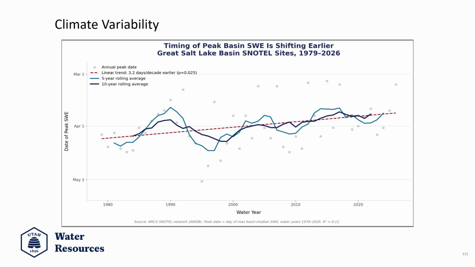But another factor that's really important is when our peak SWE is occurring, and how that impacts our runoff efficiency. We're losing 3.2 days of our peak SWE per decade, and that's probably going to only amplify, and that's something we saw this year. The Great Salt Lake Basin typically peaks around April 3rd. This year it peaked on March 9th. So that's really unfortunate when it comes to runoff efficiency.